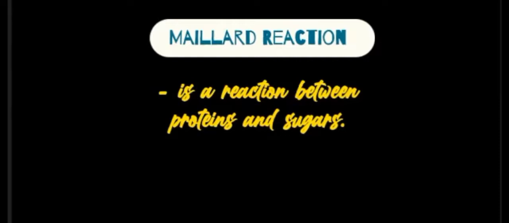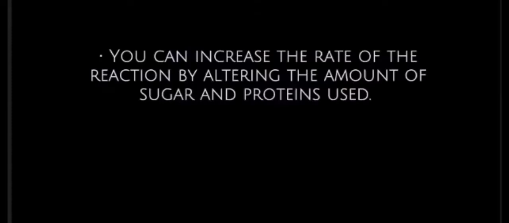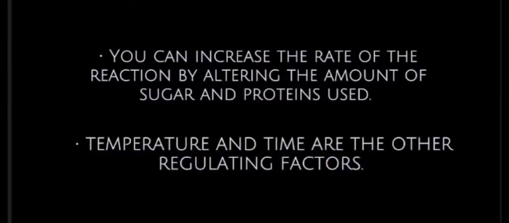The Maillard reaction can be controlled in numerous ways. You can increase the rate of the reaction by altering the amount of sugar and proteins used. Temperature and time are the other regulating factors. The reaction is faster at higher temperatures, therefore it browns much faster. It cooks more slowly at lower temperatures, allowing you to thoroughly fry the inside, like you would when making French fries.